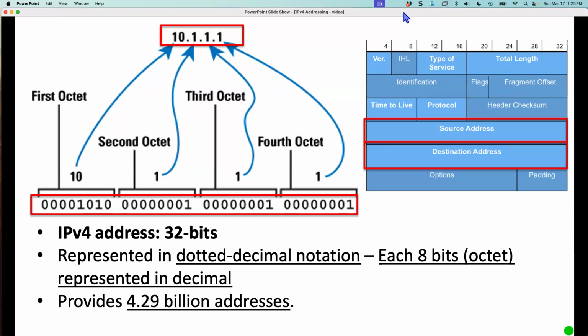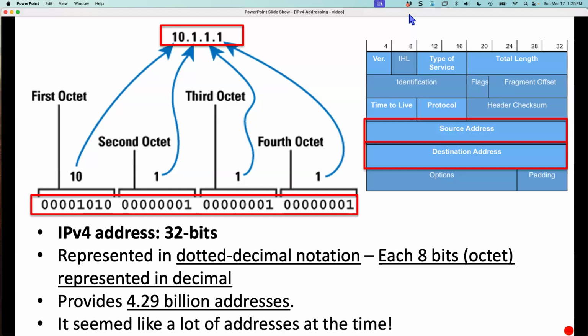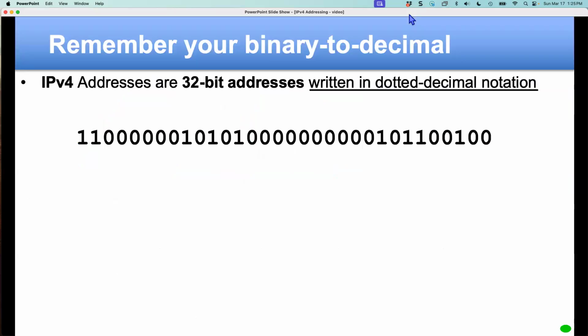This provides about 4.29 billion addresses. Seemed like a lot at the time in the late 1970s when this was being developed, about the population of the Earth at the time. But as we'll talk about later, definitely not enough. Hasn't been enough for a long time, since the 1990s, actually. All right. Another video. That's when we get into network address translation and private IPv4 addresses. But for now, let's focus on the address itself.